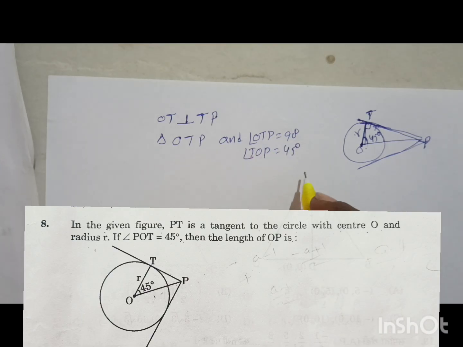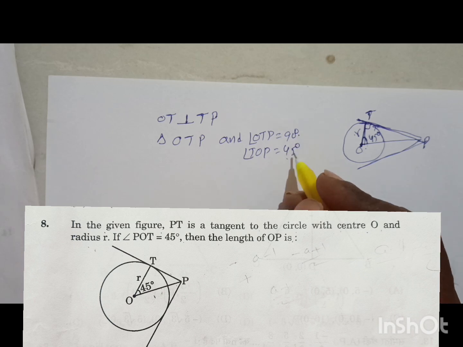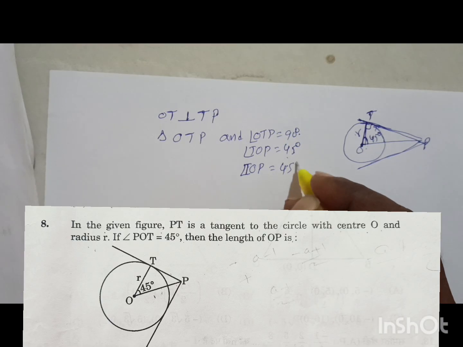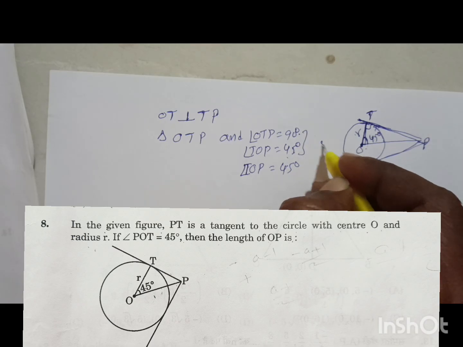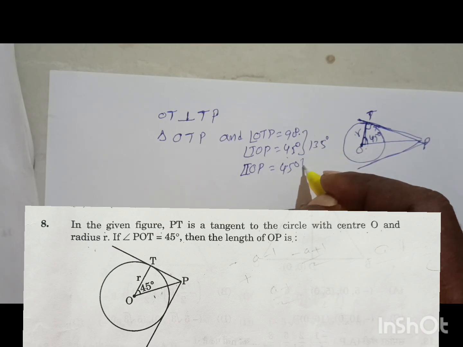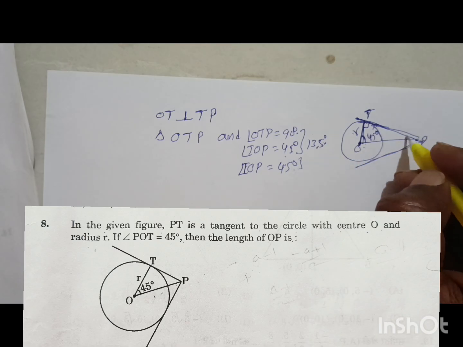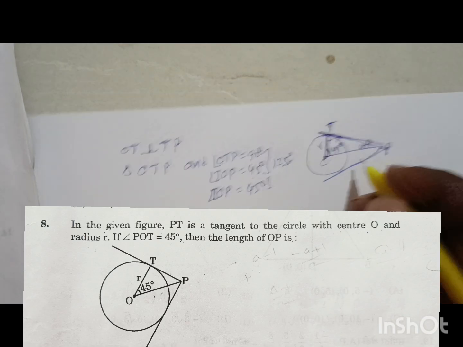In a triangle, the sum of all three angles is 180 degrees. Here we have 90 degrees and 45 degrees, so the remaining angle is automatically 45 degrees. Why? Because the sum of all angles equals 180 degrees. Therefore, angle OPT equals 45 degrees, since 90 plus 45 is 135, and we require the total to be 180 degrees.